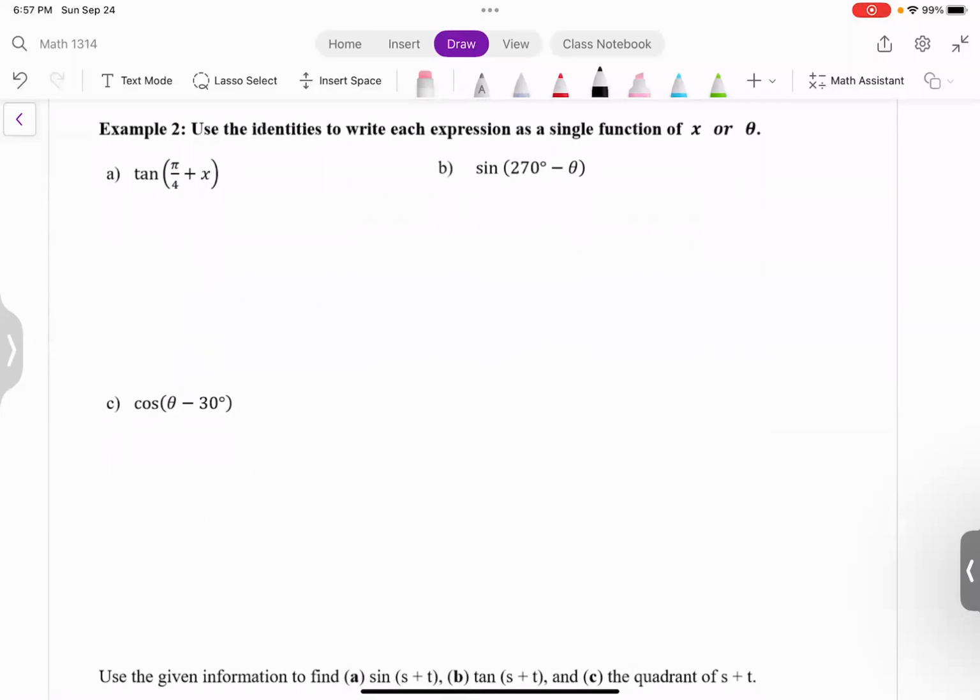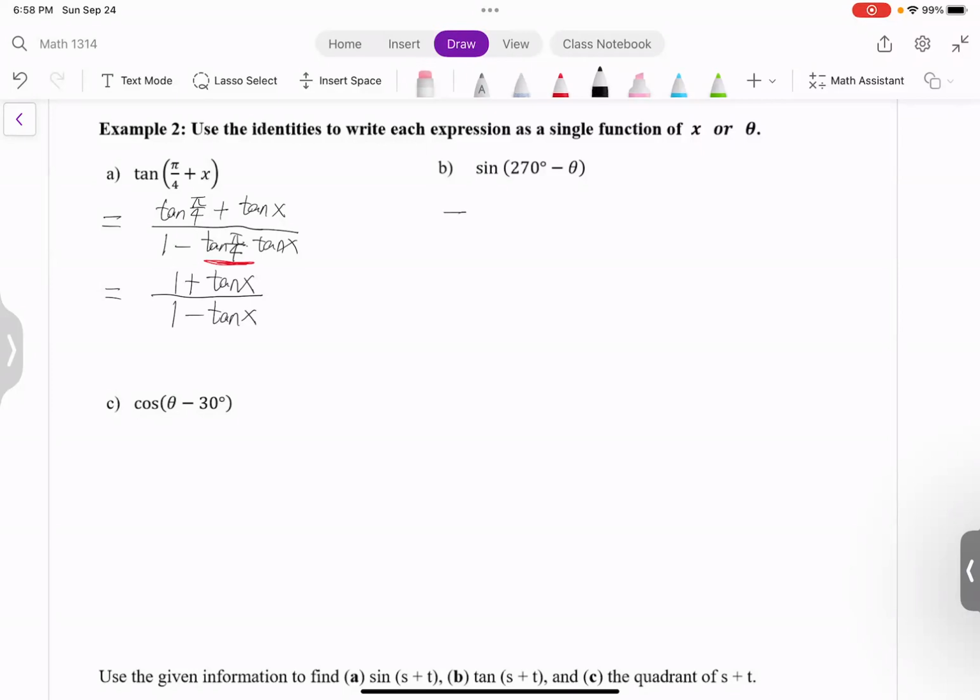If I have tangent of pi over 4 plus x, use the formula, separating the pi over 4 and x. The formula is tangent pi over 4 plus tangent x over 1 minus tangent pi over 4 times tangent x. What is tangent pi over 4? That is 1. So we have 1 plus tangent x over 1 minus tangent x, because 1 times tangent x is tangent x.